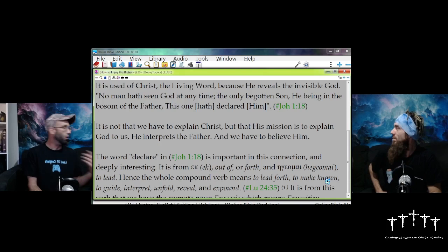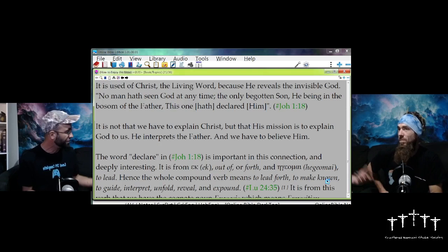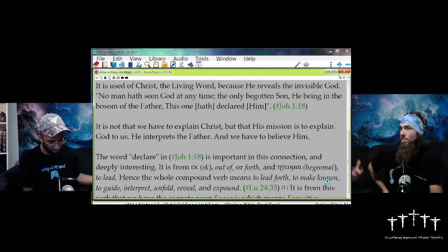Jesus Christ did it, being the living Word. The Word made flesh. The written Word does it. The spoken Word does it. Whatever makes manifest is light, and all that light originates from God. And it's used, logos of Christ, the living Word, because He reveals the invisible God.